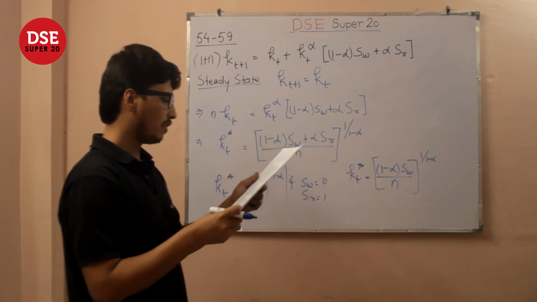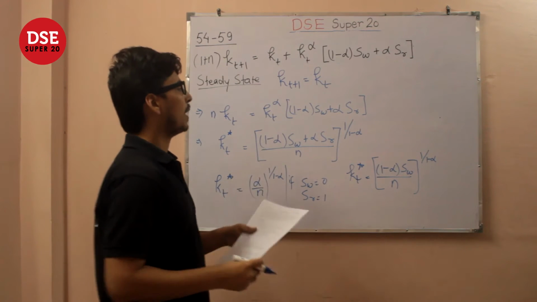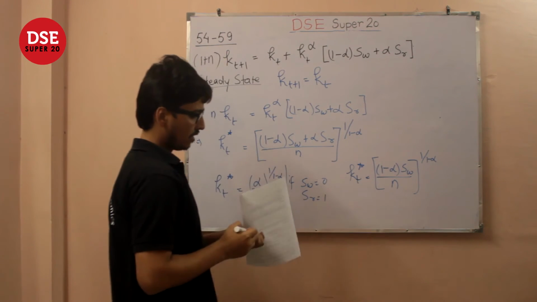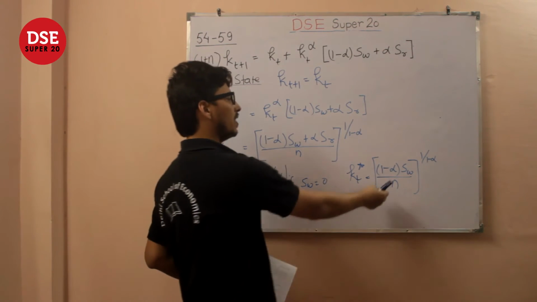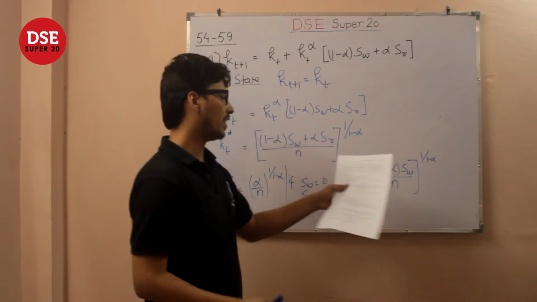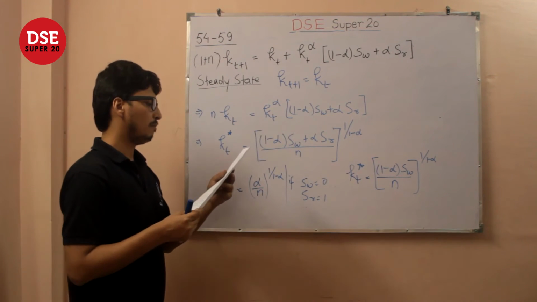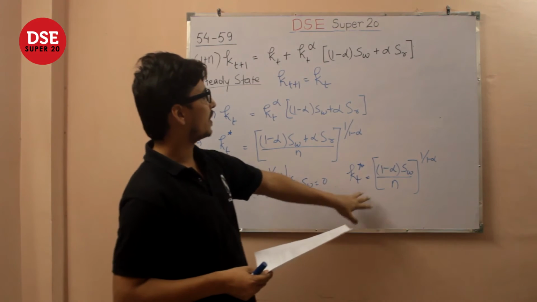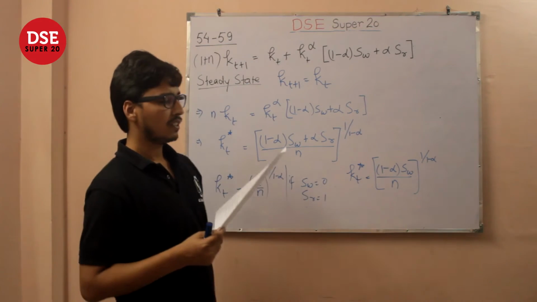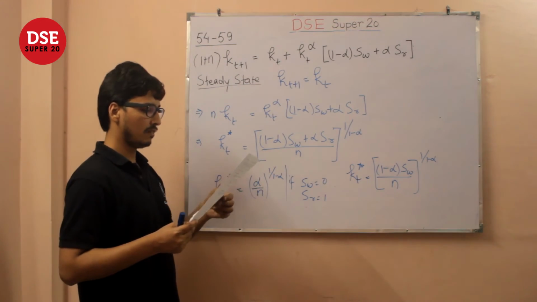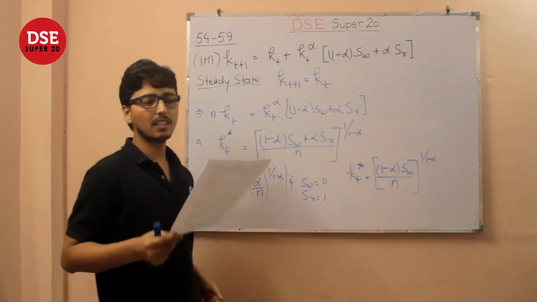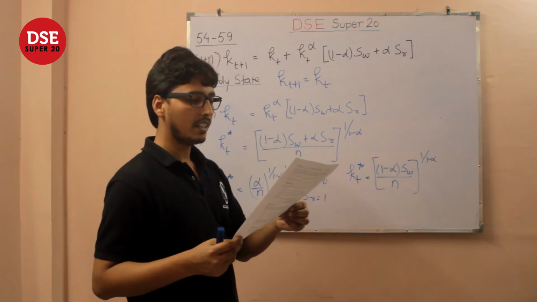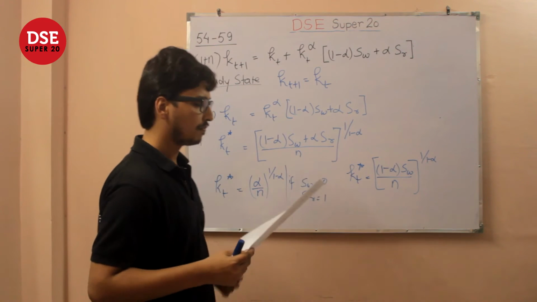And we have been asked what would happen if the parameter value n changes. So clearly n is in the denominator, so with an increase in n the value of KT star would decrease. So we have got our answer for problem 55. The correct option is the second one.